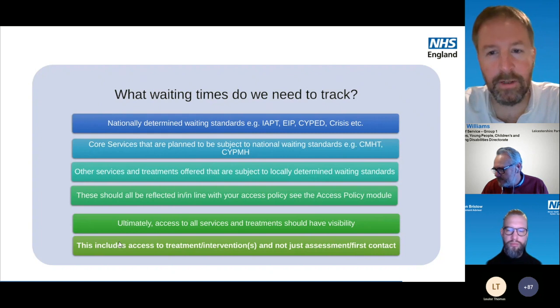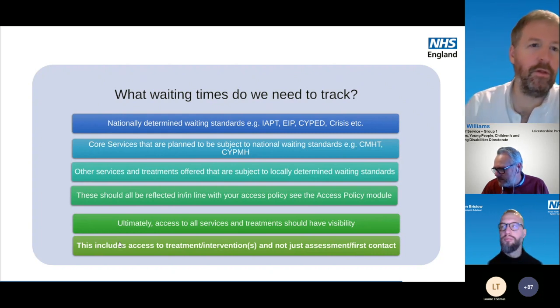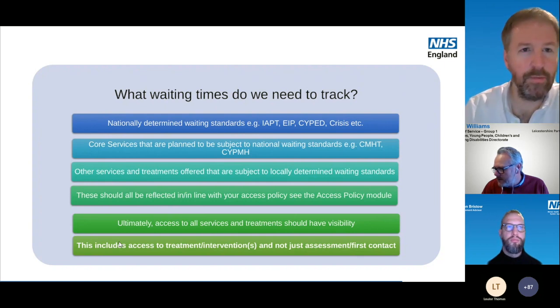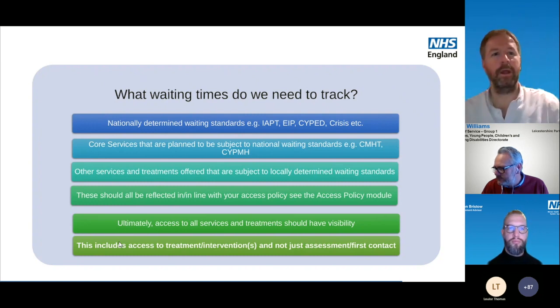And if there's not a nationally set standard, then we'll talk a bit about how you can set your own standards. But ultimately, all services and treatments should have visibility to you as an organisation, whether that's to you as a chief executive, to you as a COO, to you as a general manager, to you as a service manager, or to you as a clinician. All the people under your aegis need to be tracked and need to have visibility because you need to be assured that they're getting treated as quickly as possible. And as I've really hammered home, I hope, that includes treatments after the first appointment, the whole pathway, not just your first appointment or assessment or whatever it is you call it.